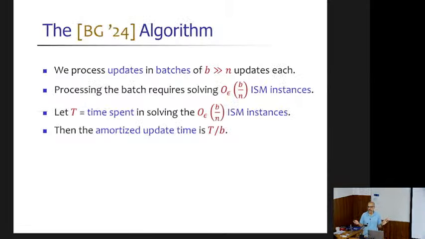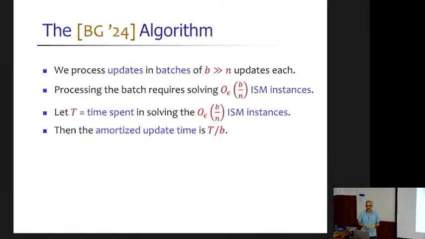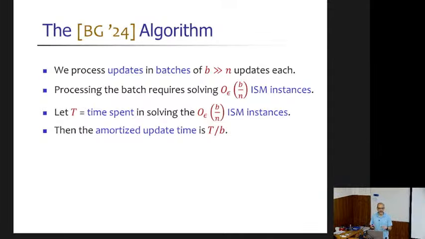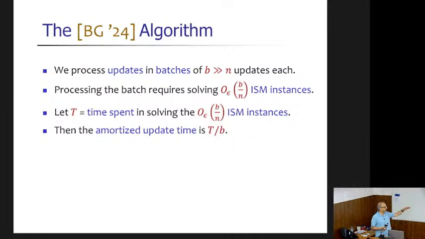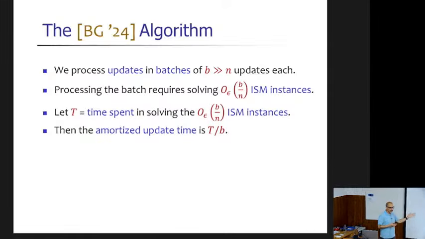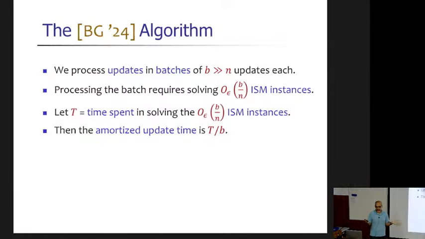So here is the BG24 algorithm. We are going to process these updates in batches of B. B is going to be much larger than n, but much smaller than n squared. And processing the batch will require us to solve roughly order B over n ISM instances. Every theta n updates, I solve a constant number of ISM instances. Suppose T is the total time you spend in solving these ISM instances, then the amortized update time of your algorithm is T over B. That's straightforward.